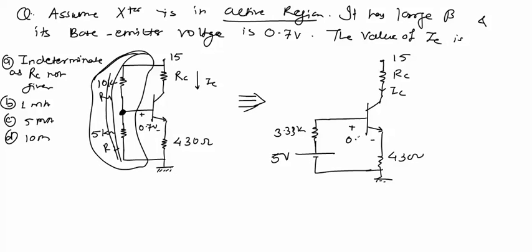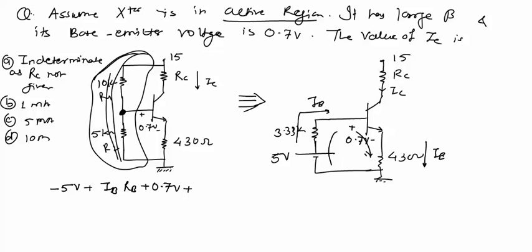This voltage is given 0.7 volt. Now when we apply KVL in this loop, we get the equation minus 5 volt plus IB into RB plus 0.7 volt plus, in this resistance the current will be IE, so plus IE into RE equal to 0. Now in this equation, if we want to calculate base current IB, it can be calculated, but there are two unknowns. One is IE and one is IB.